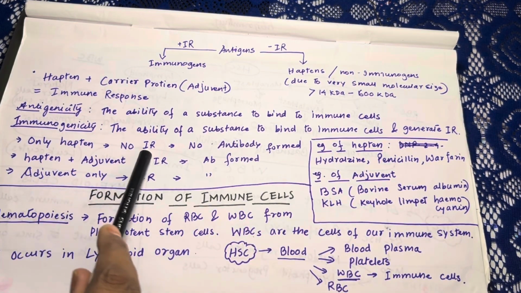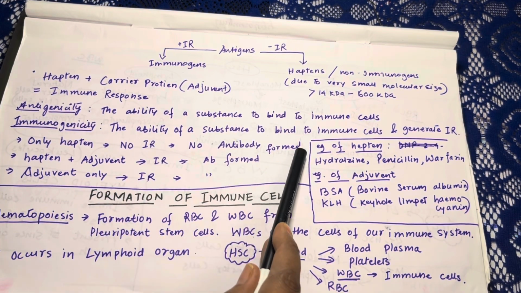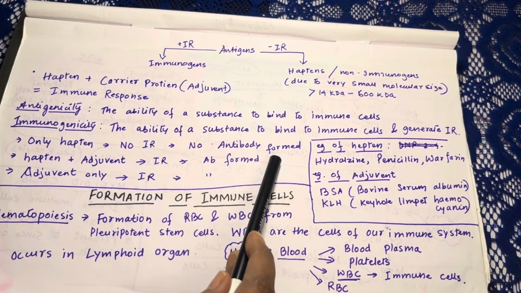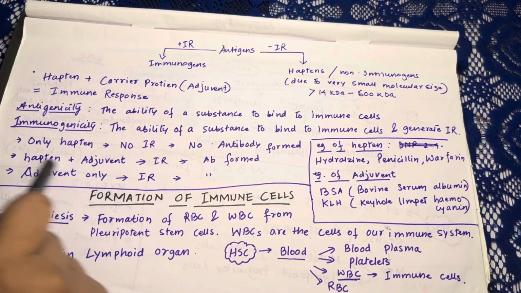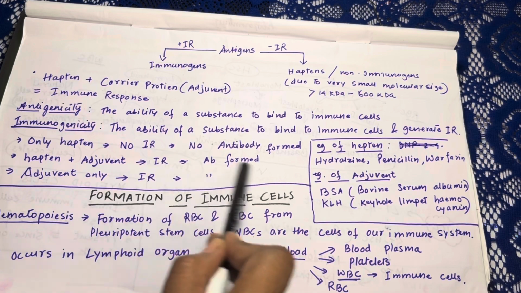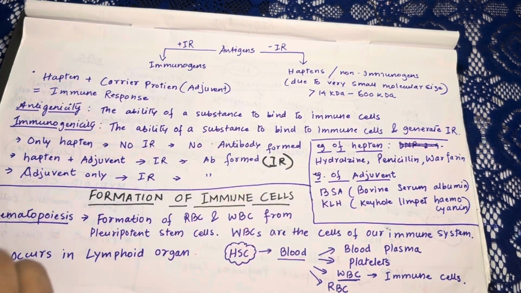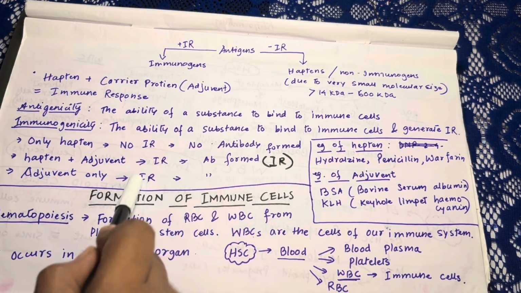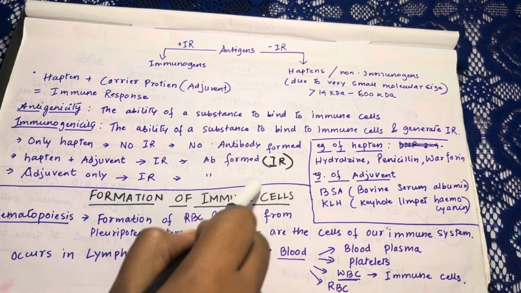Only a hapten cannot trigger an immune response, so no antibody will be formed. Triggering of immune response simply means formation of antibodies in our body. Hapten plus adjuvant: if a hapten is mixed with the carrier protein adjuvant, then antibodies will be formed, and you can call that our immune response is now triggered. Adjuvant alone can also trigger the immune response, and thus with adjuvant alone also antibodies will be formed.